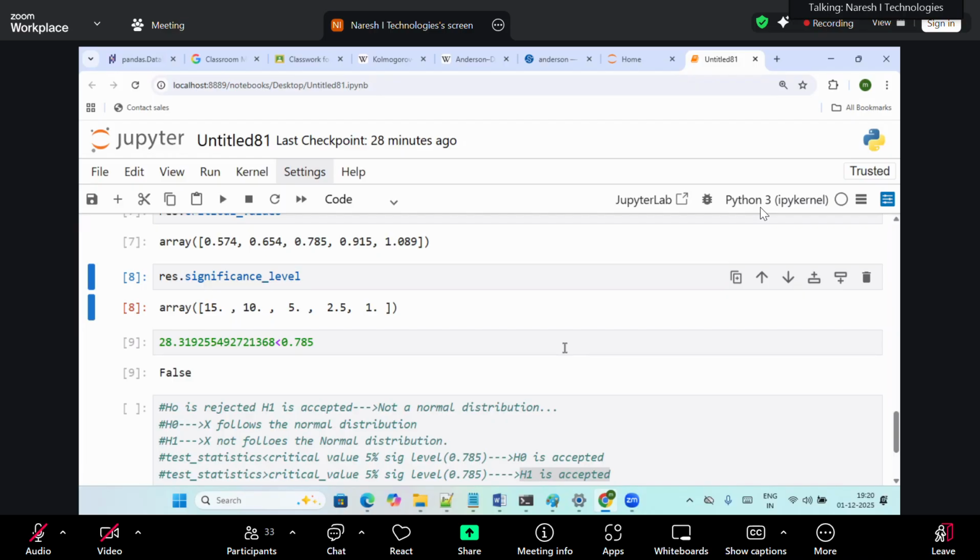There are three more tests that we need to discuss, which are the Z test, T test, and ANOVA.